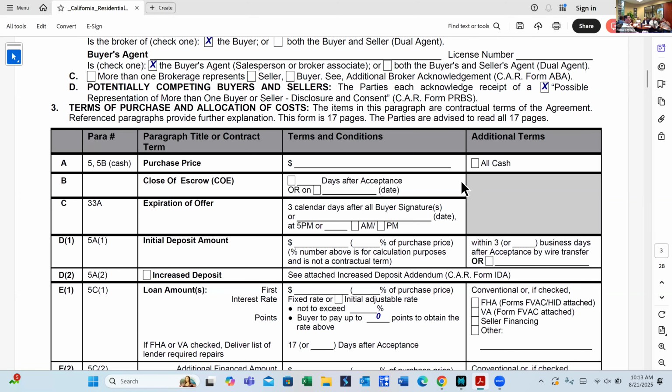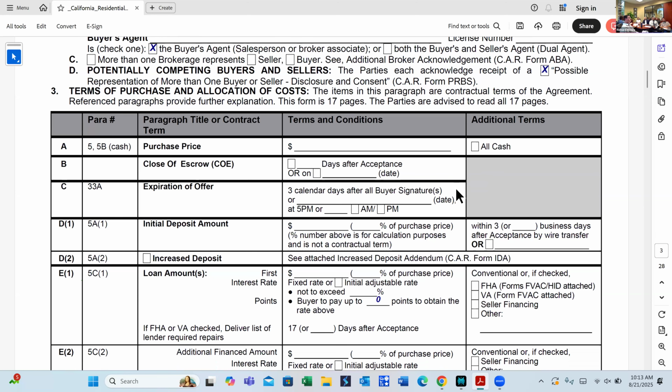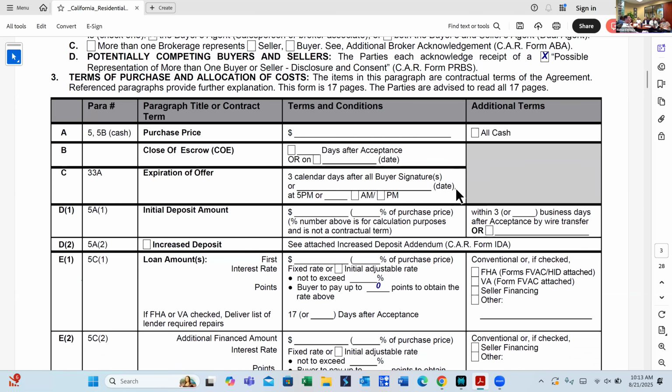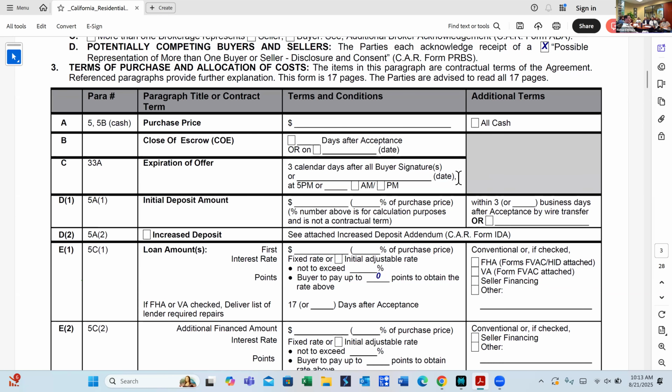Any questions about that? Yeah, that's pretty self-explanatory, huh? Section 3C, expiration of offer. 3 calendar days after all buyer signatures. So when we look at the signature pages, let's assume we write the offer, but the buyers don't sign until tomorrow. So the expiration of the offer is 3 days after the date of the last signature. Keep that in mind also.